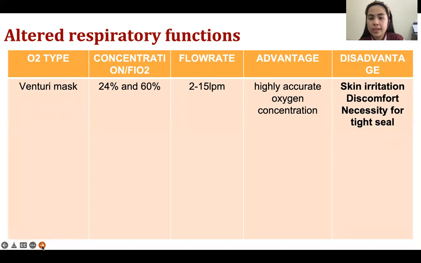Then you have the Venturi Mask. Do you know that among all the oxygen devices, the Venturi Mask is the most accurate? Take note of this. The Venturi Mask is the most accurate among all the oxygen devices. The concentration is 24 to 60%. Then the flow rate is 2 to 15 liters per minute. The disadvantage is skin irritation, discomfort, and necessity for a tight seal. I will tell you why it is accurate later when I show you the picture.